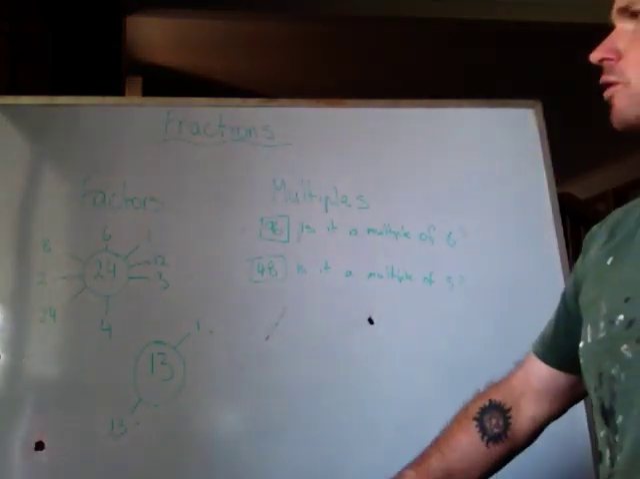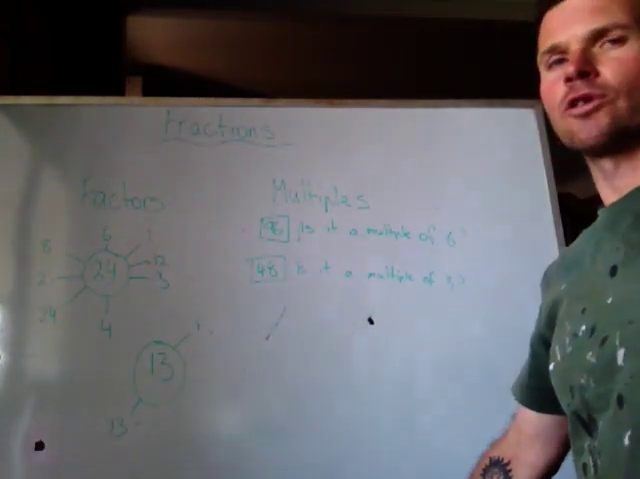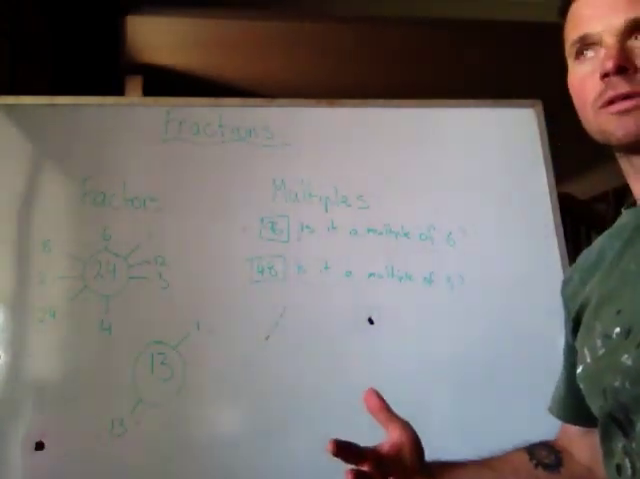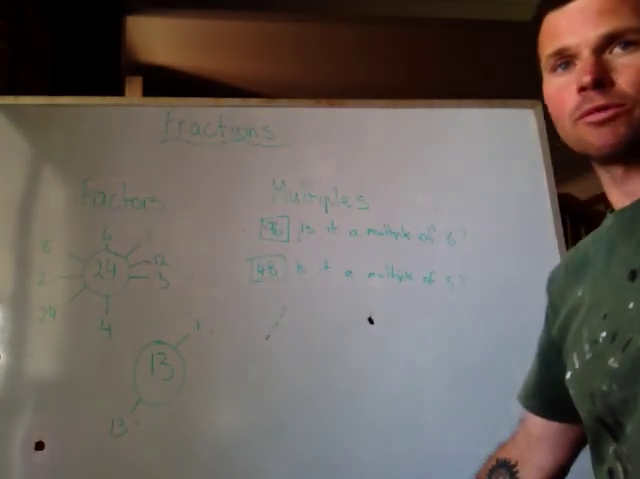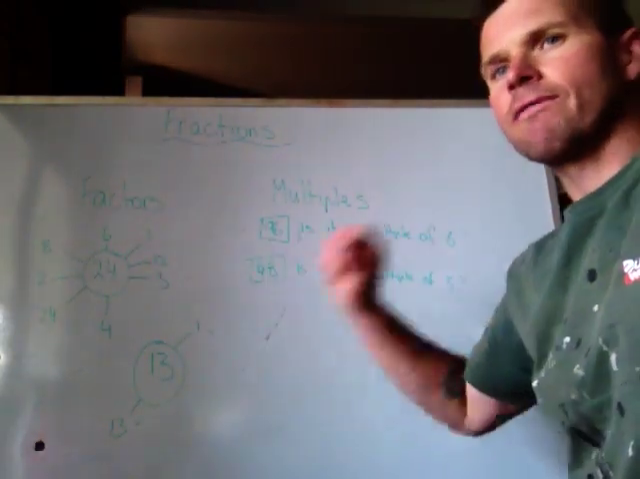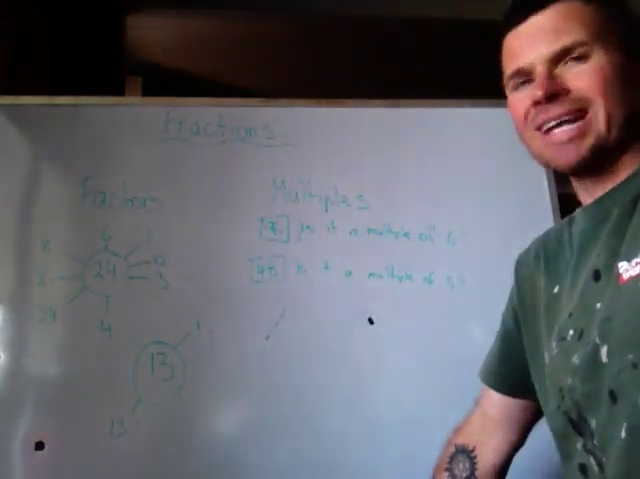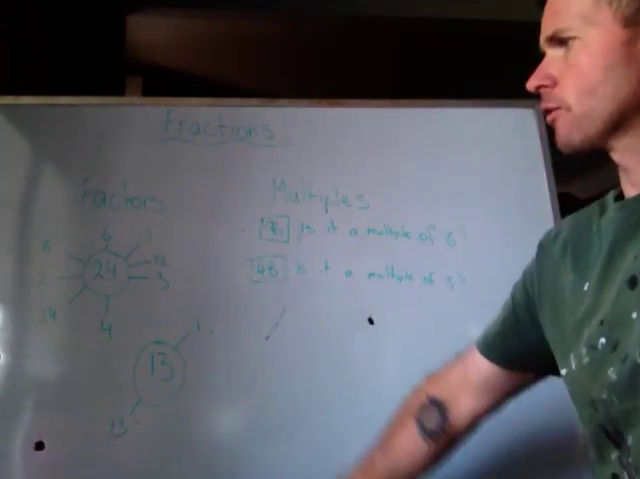All right, so just to quickly reinforce, factors. They are the facts of a certain number. So what can I times by another number to get to another number? So it's just times tables. For example, I've got 24 here. What are the factors of 24? What numbers can be multiplied to get to 24?